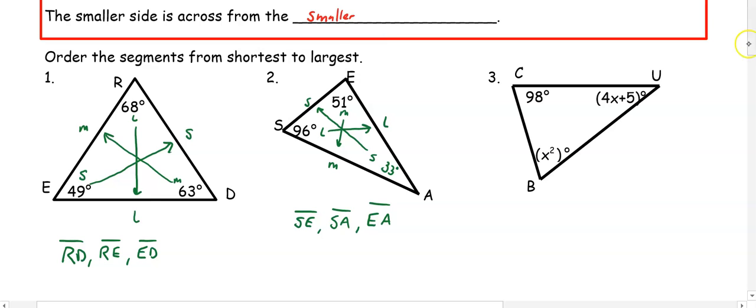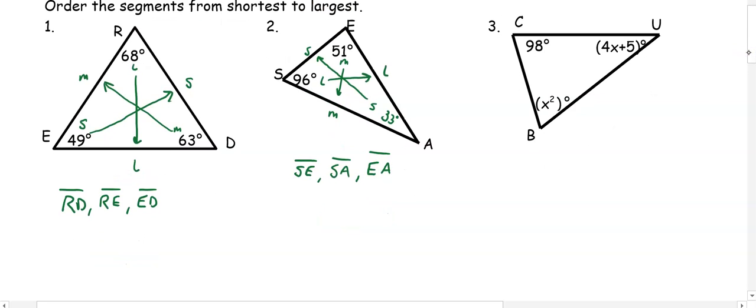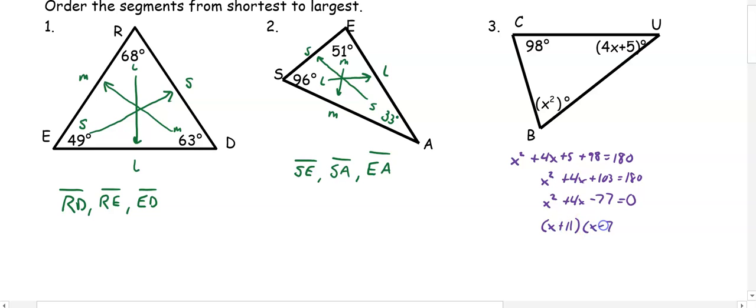In number three, we have three angles, except they have variables with them. So first, we need to solve for x. In order to do that, we know all three angles in a triangle have to equal 180 degrees. So we have x squared plus 4x plus 5 plus 98 is equal to 180. So we get x squared plus 4x plus 103 is equal to 180. x squared plus 4x minus 77 equals 0. So we need two numbers that multiply to negative 77 and add to 4. Those numbers are going to be x plus 11 and x minus 7.